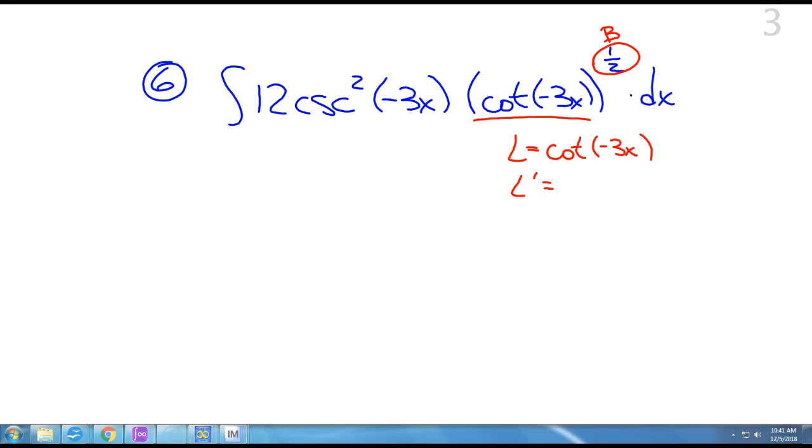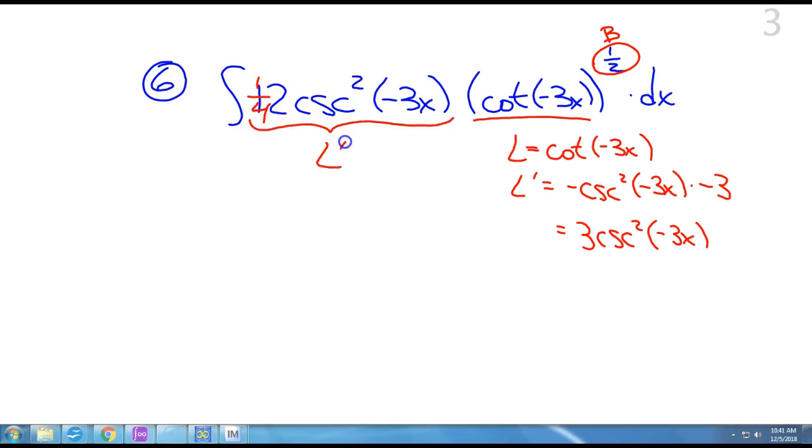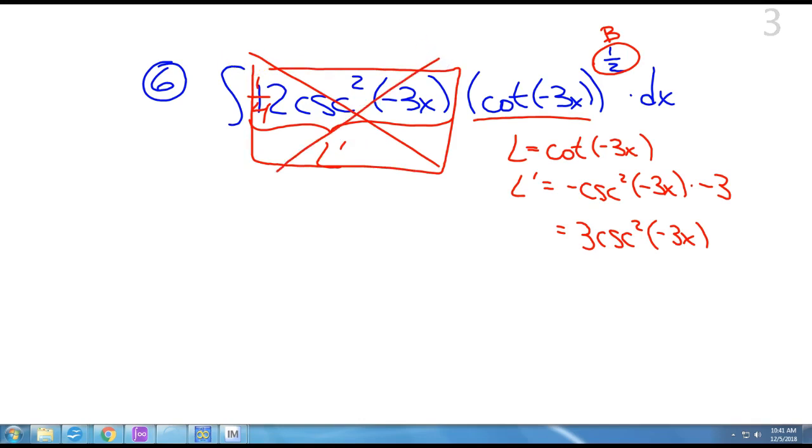So derivative of cotangent would be negative cosecant squared of negative 3x times negative 3. You got to do the chain rule. So it's really 3 cosecant squared negative 3x. Well, we have 12 cosecant squared negative 3x. So we'll have to multiply this by 1/4 to turn it into that. And then that is little guy prime, which makes it disappear. We're going to do 4 out there. And then I can integrate the big guy.